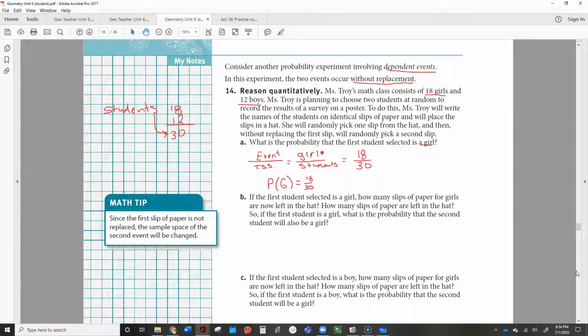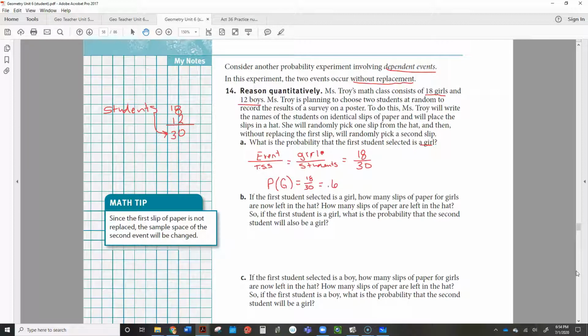What's the probability that the first student selected is a girl? There were 18 slips of paper in the hat out of 30 total pieces of paper. So that's why it is 18 over 30. I don't see anywhere where it said write it as a decimal, but I went ahead and did it anyway. So I think that comes out to be 0.6.